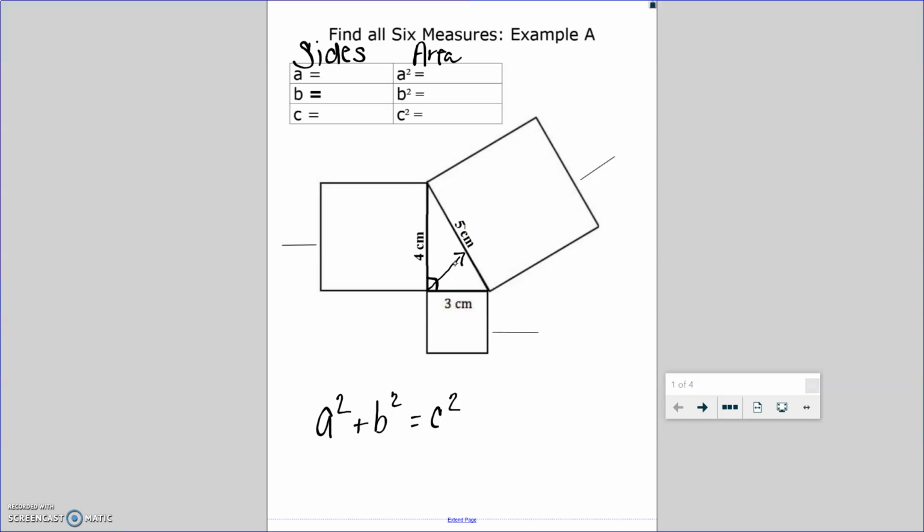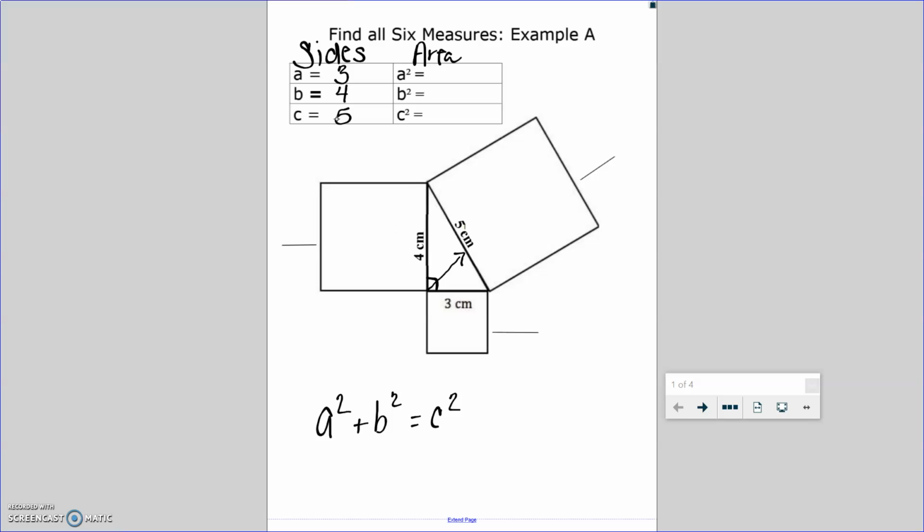So here we are given three measurements. We are given our side lengths, right? My shortest side is 3. That's going to be A. So A is 3, B is 4, and C is 5.